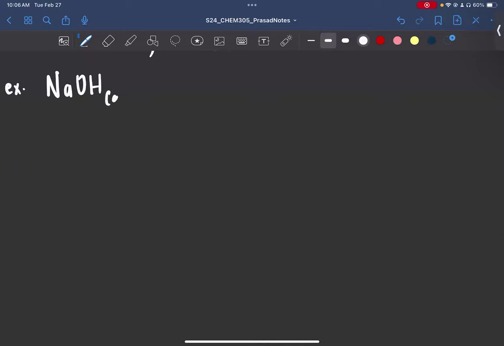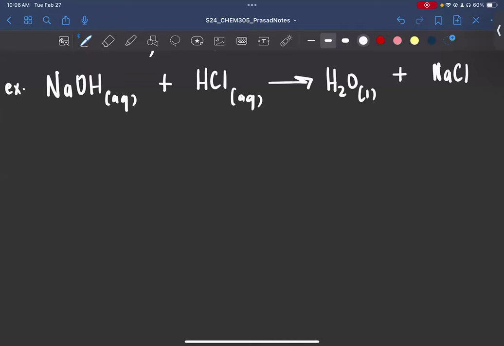NaOH aqueous plus HCl, also aqueous, gives us H2O, which is a liquid. And finally, NaCl, which is also aqueous.